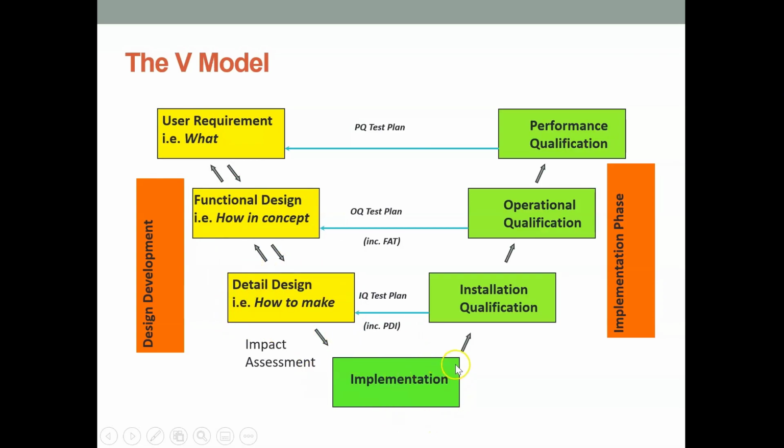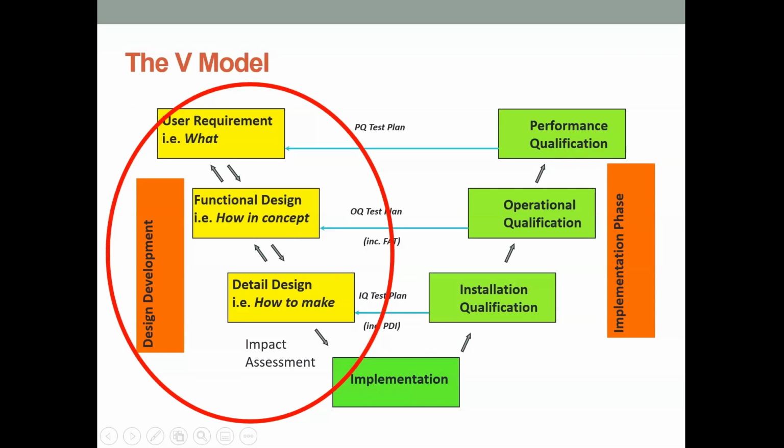The implementation of it. Then it's installed, and your IQ test is checked off your detailed design plan. Your operation of it is going to be checked as part of your OQ, and that's checked from your functional design, and your performance qualification then is tested from, well, what did you want it to do in the first place? What did it need to be able to perform? So you've got your design development on this side, and you've got your implementation phase over on this side, and that is your V model of your validation.